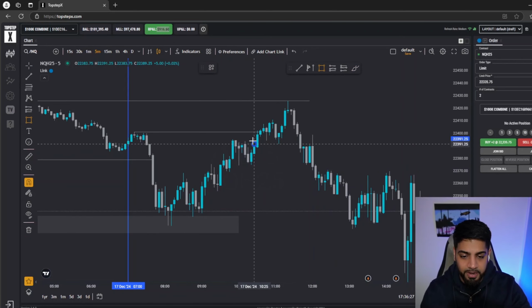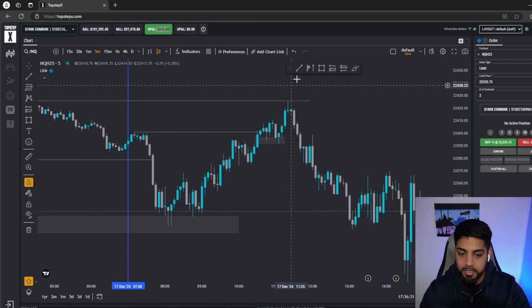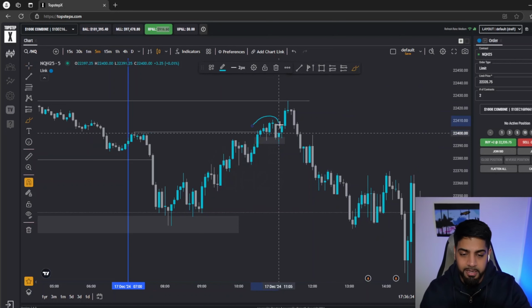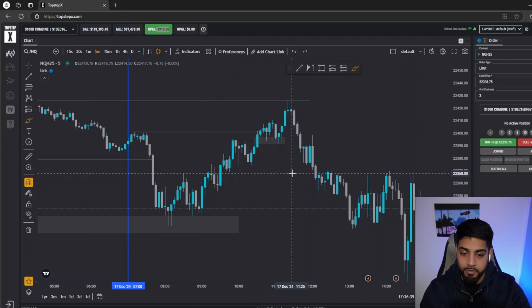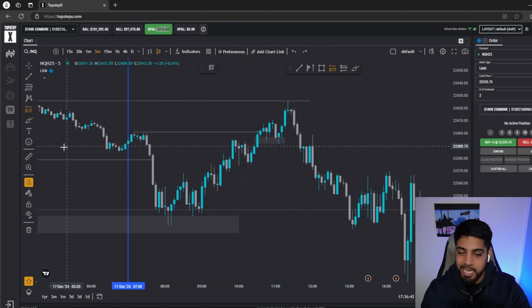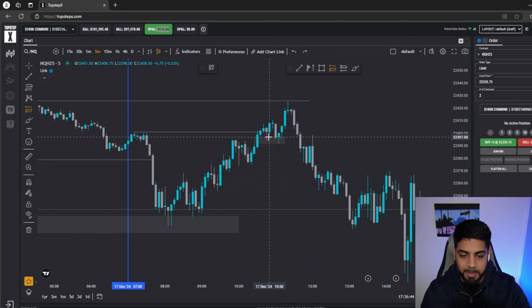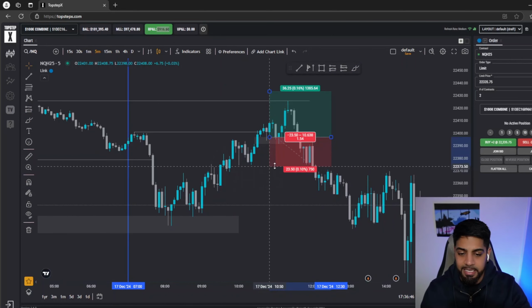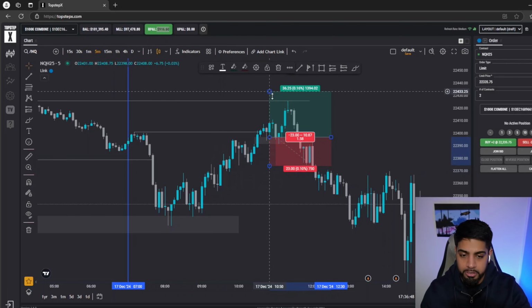Next, I identified that there was a fair value gap right here, and this fair value gap is the one that actually gave us the market structure shift and caused structure to flip from bearish to bullish. So now it's highly likely that price is going to retrace back into this fair value gap and give us a continued push to the upside.